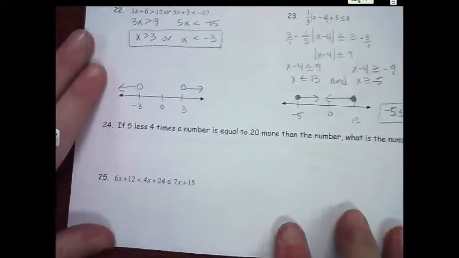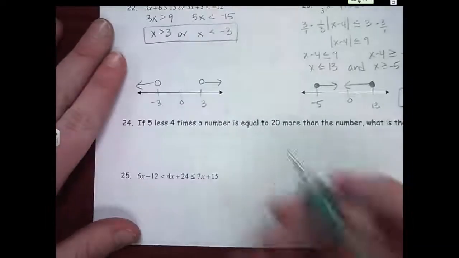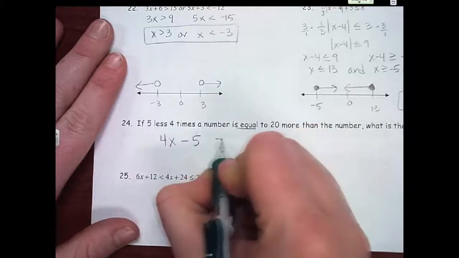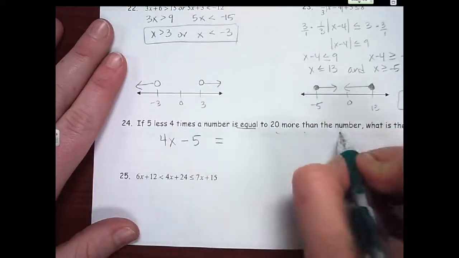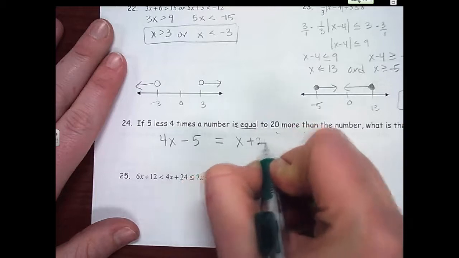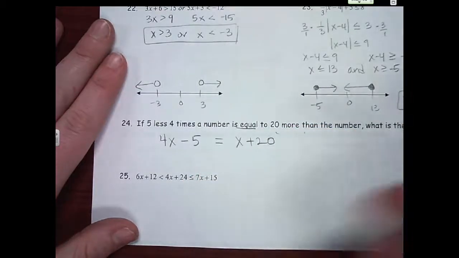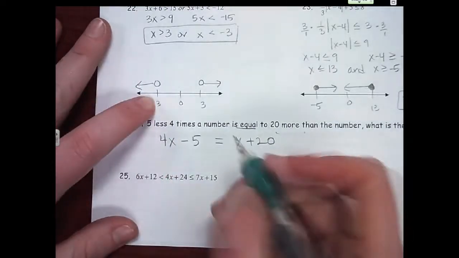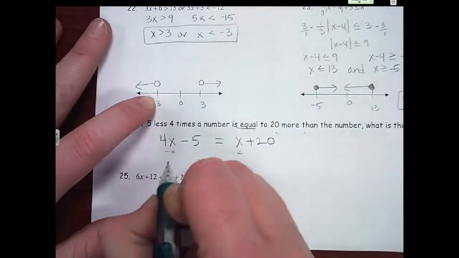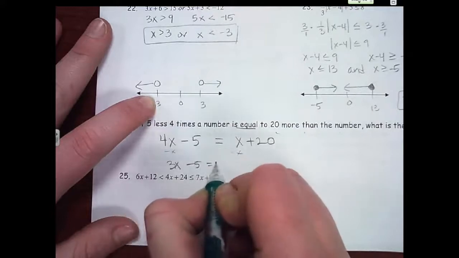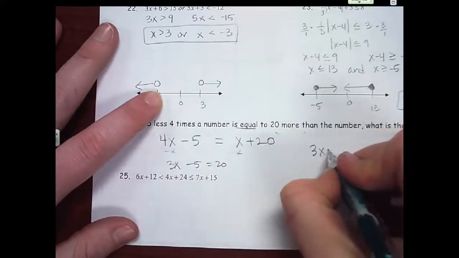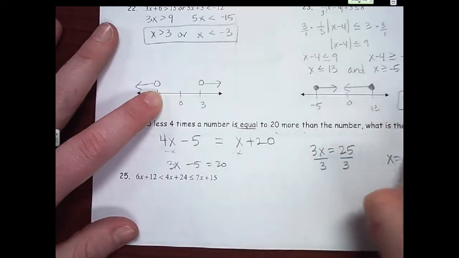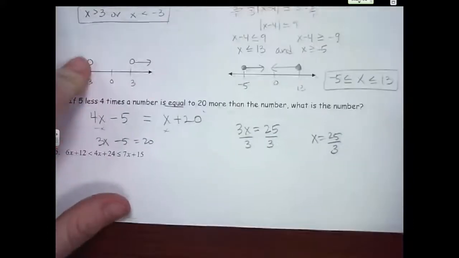24, 5 less than 4 times the number, so 4 times the number and 5 less than that, is equal to 20 more than the number, what is the number? So I set up an equation. If it says 5 less than, it goes at the end. So I'm going to subtract this x. So 3x minus 5 equals 20. Add the 5 over. Divide by 3, x equals 25 over 3.